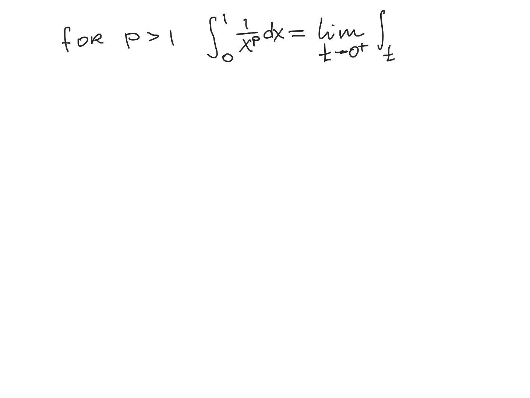And now we want to look at the last case where p is greater than 1. So in this case, again, we do the same thing. We repeat what we did before. We define the improper integral as the limit as t approaches 0 from the right of the integral from t to 1 of x to the negative p dx.